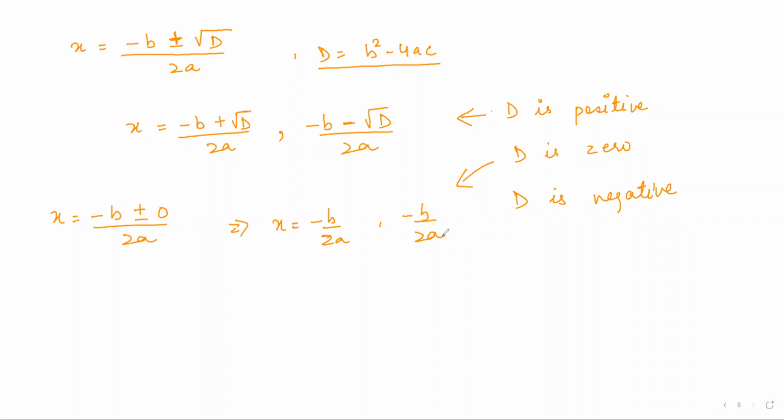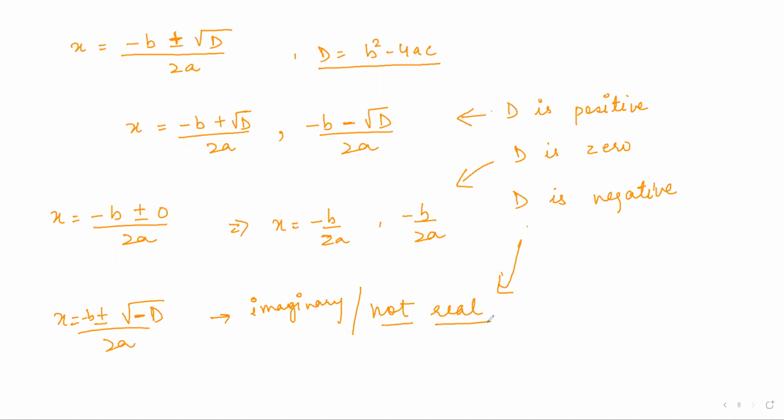So it will remain minus b by 2a in both the cases. Is that okay? Yes, ma'am. Okay. Now if my d is negative, what will happen? x is equal to minus b plus minus under root of minus d, divided by 2a. I have told you that whenever you have a minus sign under the root, you are going to get imaginary roots, or in your book they call it not real. So the roots are not real if your d is negative. I have told you this thing.